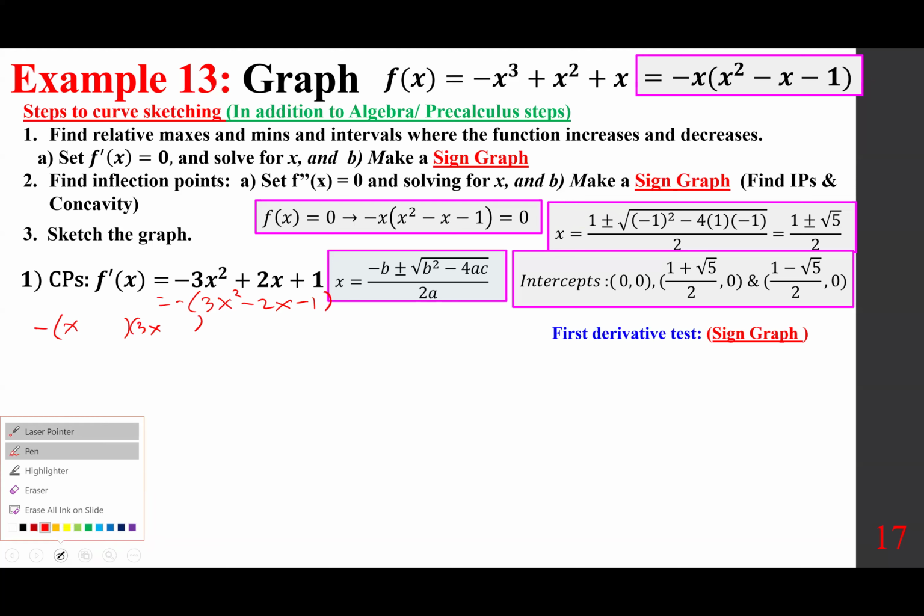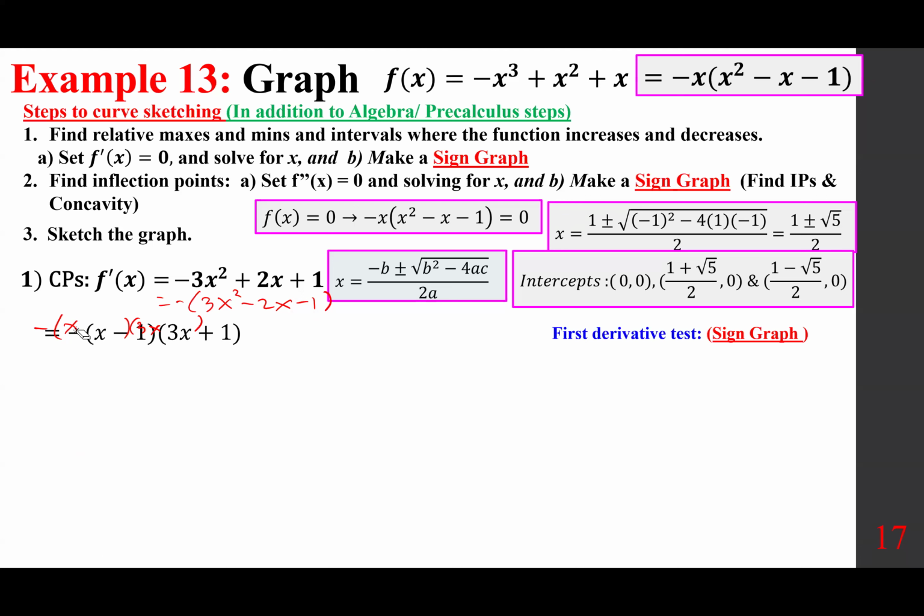Let me erase this part. That's what I want to keep. And please understand that this gives you -3x. This gives you +x. They must add up to -2x. They do. And if you set this equal to 0, you get x equals 1, x equals -1/3.